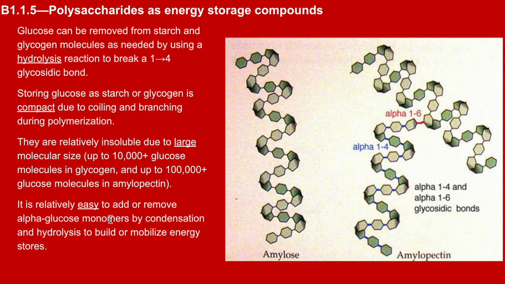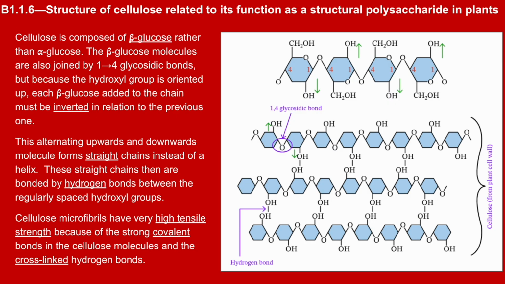Okay, so what we can do is store these carbohydrates, and then as those sugars are needed, we can do hydrolysis and break them off one by one in order to use those glucoses in cellular respiration. Storing glucose as starch or glycogen makes it more compact, relatively insoluble, and fairly easy to add to and take away from. So this is going to be our medium-term storage of energy, as opposed to glucose itself, which is our short-term.